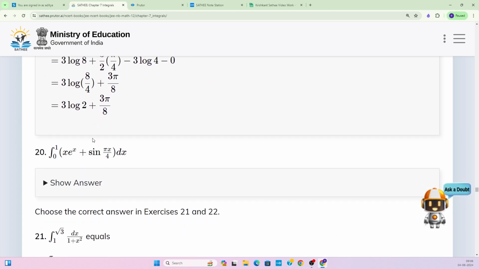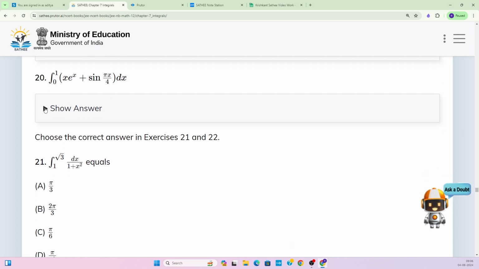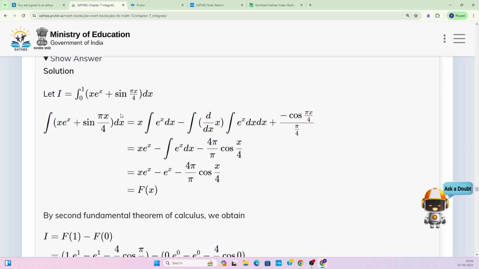Now the 20th problem says: definite integral from 0 to 1 of x eˣ plus sin(πx/4) will be what? As you can see, first of all, separate them. You will get the indefinite integral as x eˣ dx minus sin(πx/4). Okay, clear? So first we separated it, this part x eˣ and this part. You know the direct integration for this will be minus cos(πx/4) divided by π/4. Okay, this will be the integration of this.